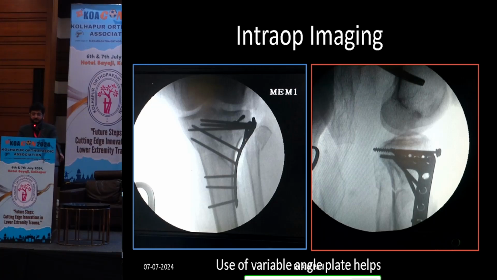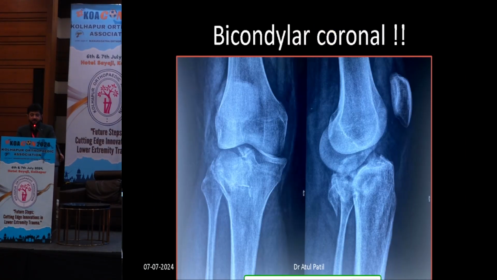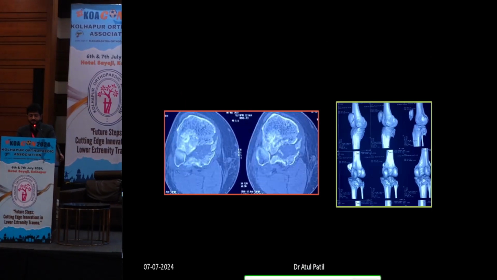And this is the post-op imaging. And this is a union. Another bicondylar coronal. Look at this, a posteromedial posterolateral. What a ghastly injury it is. If you see the lateral, the knee is completely going behind. And this is the injury. Here you can see the entire thing is void.